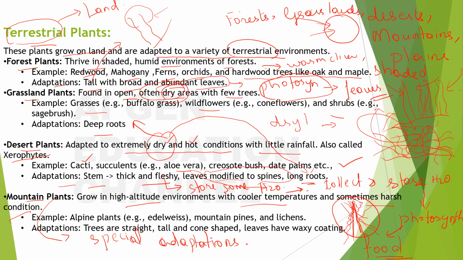Okay, so what are the examples? Alpine plants, mountain pines, and lichens. And what are the adaptations these trees have made? As I said, trees are straight, tall, and cone shaped. Leaves have a waxy coating. All this is because they want the snow and any water that comes up on the tree to just slide off, right?